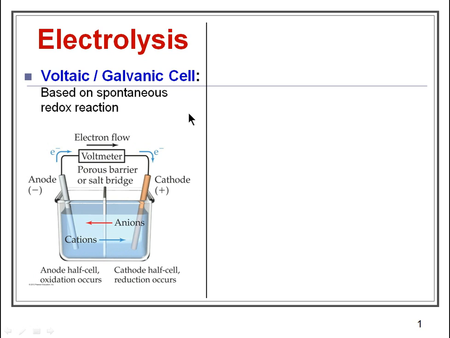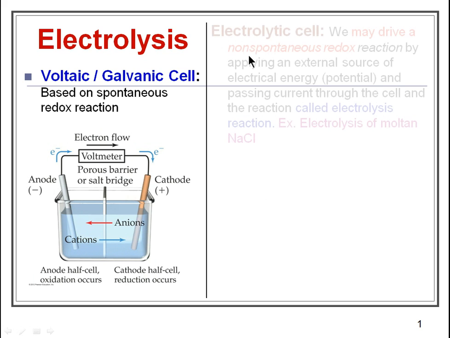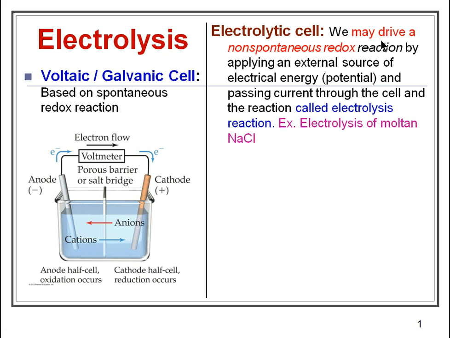And let's see about the electrolysis now. So electrolysis is based on the non-spontaneous redox reaction. In a voltaic cell or galvanic cell, we perform a spontaneous redox reaction, but we can drive a non-spontaneous redox reaction by applying an external source of electrical energy or potential and passing a current through the cell, and the reaction is called electrolysis.